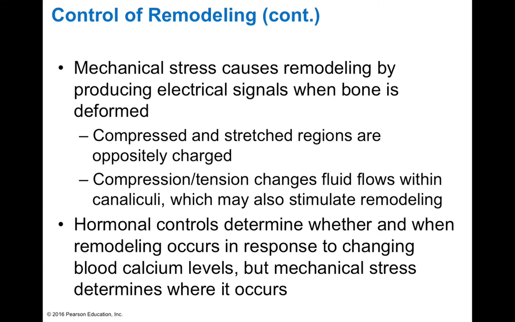Now, mechanical stresses cause remodeling by producing electrical signals when the bone is deformed. We'll go into more detail about what these electrical signals are when we get to the nervous system, but we know that the movement of fluids with lots of ions in it creates a separation of charge, and these oppositely charged regions are electrical signals that osteocytes can use to help stimulate remodeling. So fluid flows within canaliculi, and this can stimulate remodeling in a way that allows the bones to grow and remodel and to resist the stresses placed on them.